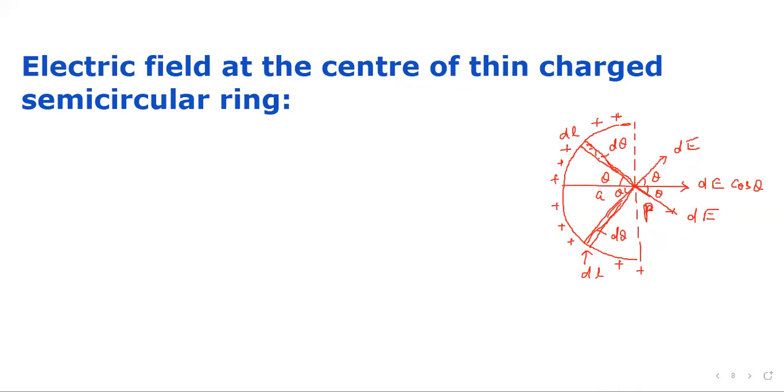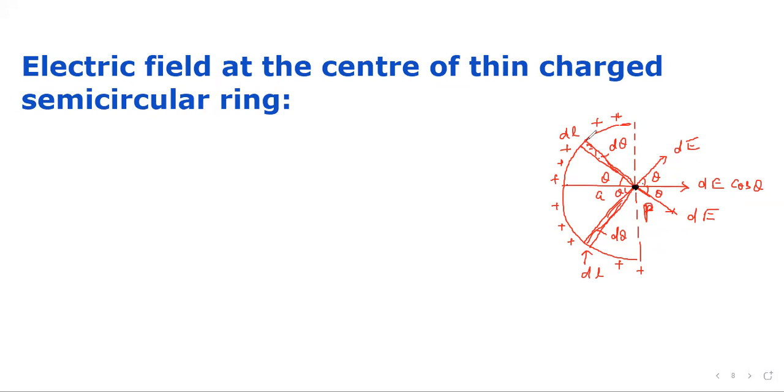Now let's consider one more case. Electric field at the center of thin charged semicircular ring. This is semicircular ring which is charged. Now its radius is a. We have to find out the electric field at its center.